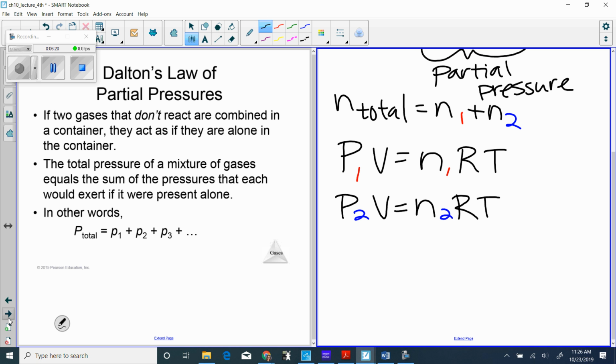So it just kind of depends. Reading comprehension, what is it giving to us? Is it giving us a mixture? Is it giving us a pure gas?